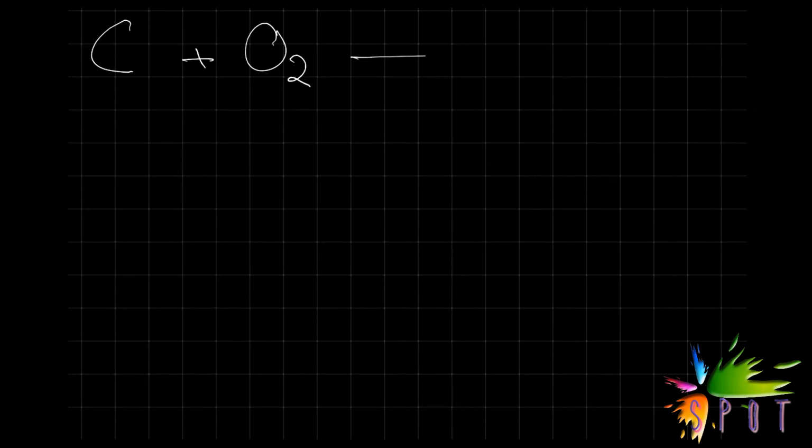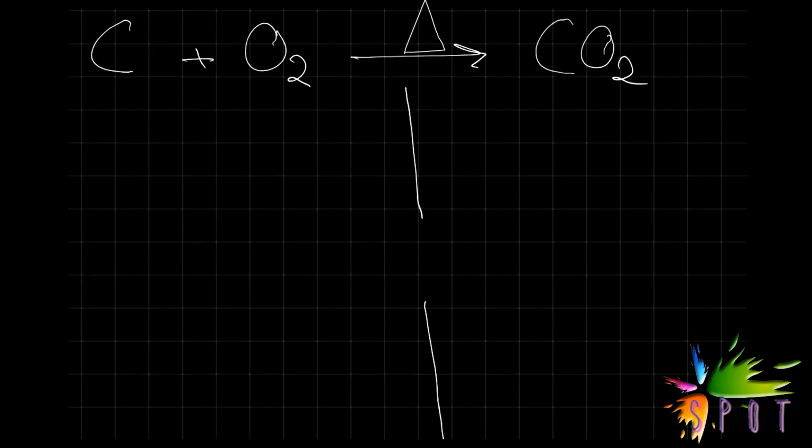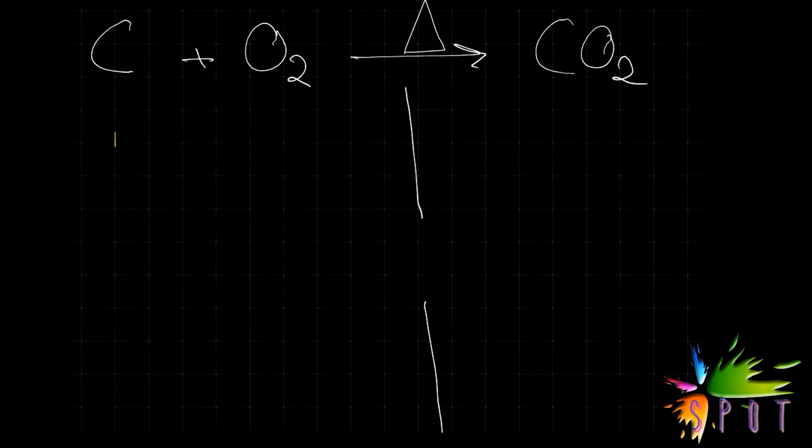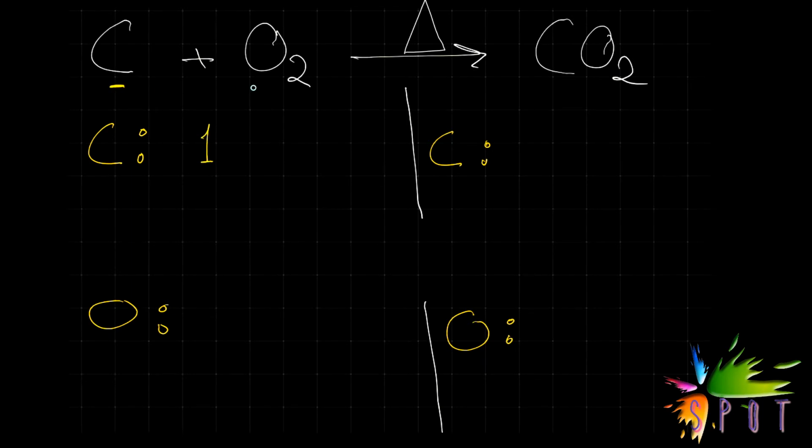The reaction between carbon and oxygen to form carbon dioxide. Each side includes two elements, carbon and oxygen. The number of carbon atoms in each side is 1, and the number of oxygen atoms in each side is 2. So, this equation is already balanced.